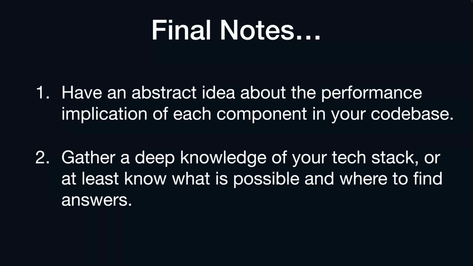We discussed two traits that you need to master to apply opportunistic optimizations. First one is to have an abstract idea about the code base and the performance implications that a certain decision has on the code base. And the second one is to gather a deep knowledge about the tech stack that you are working on, or at least to know where to find it when you encounter or understand a problem in your code base.